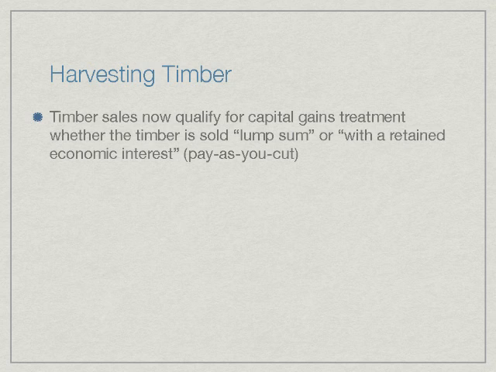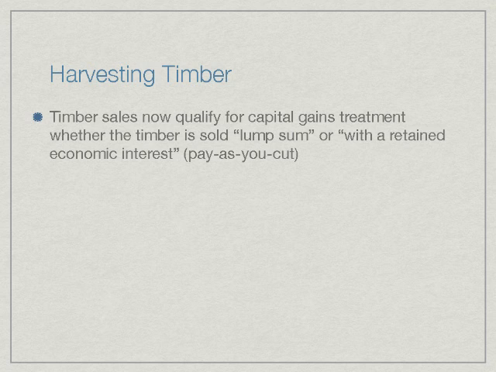Prior to 2005, you had to sell your timber with a retained economic interest to qualify for capital gains treatment. Section 631 was amended to allow lump sum sales to qualify for capital gains treatment for sales after December 31st, 2004. To qualify for long-term capital gains, you must have owned the asset for the holding period, currently 1 year.